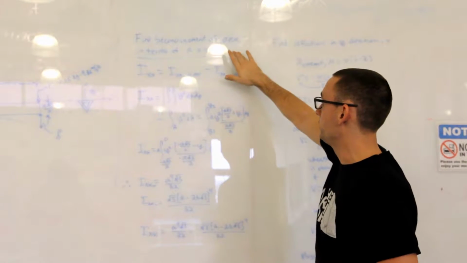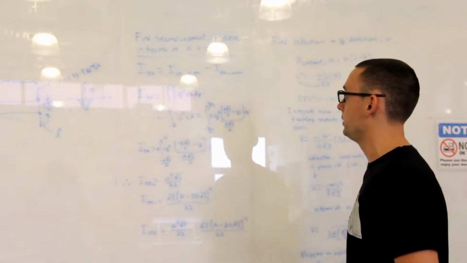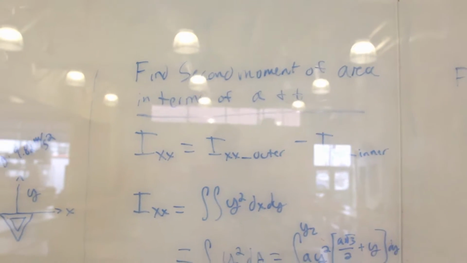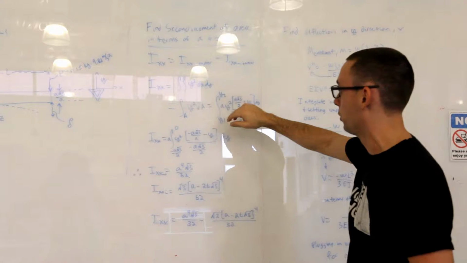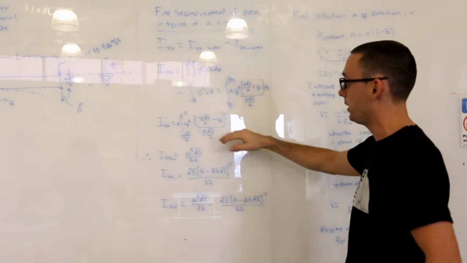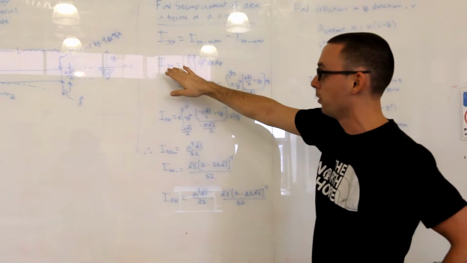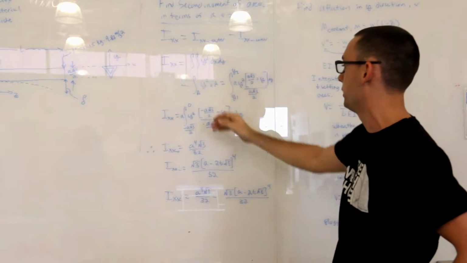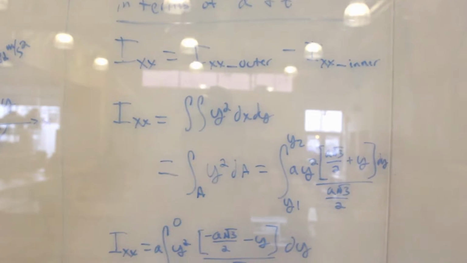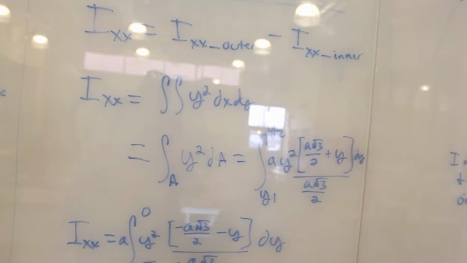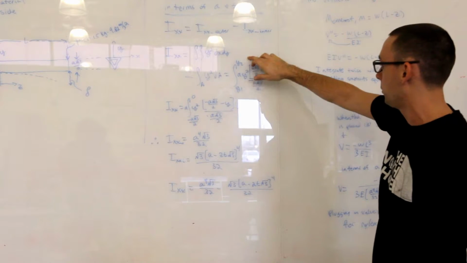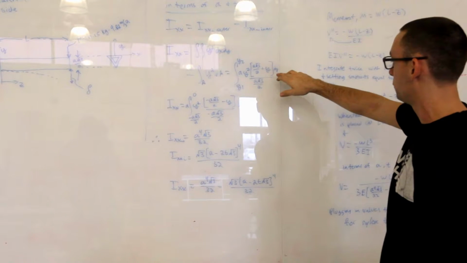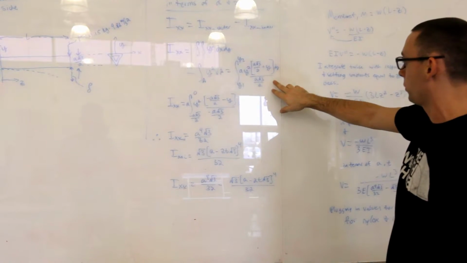Moving into finding the second moment of area in terms of A and T, we have IXX. So we're subtracting the inner triangle's moment of inertia from the outer triangle's moment of inertia to give our total moment of inertia. And we're finding moment of inertia for both the outer triangle and the inner triangle using this equation here. Substituting in some terms and changing things around, we can take the area integral of y squared with respect to the area, and then giving it bounds. We're going from y1 to y2, and then plugging in values for our area gives us this equation here.